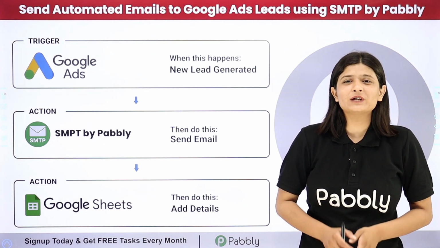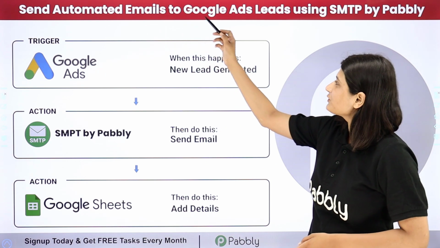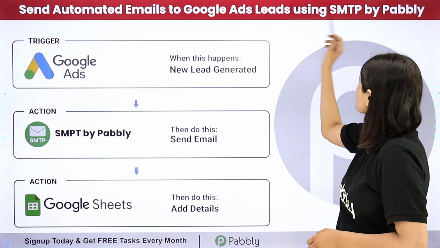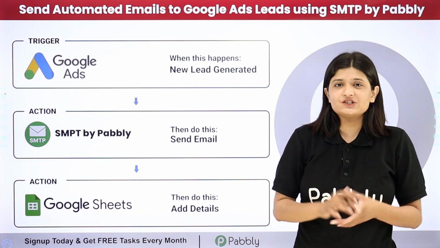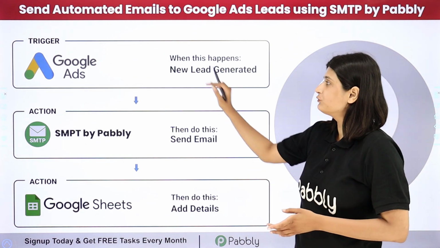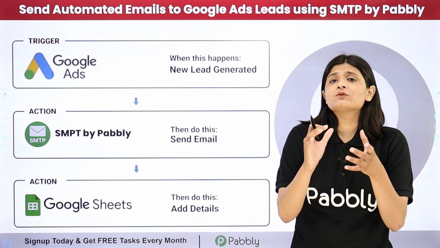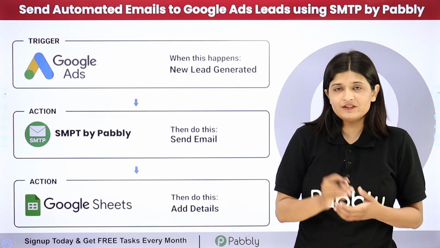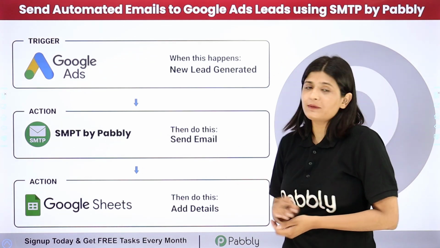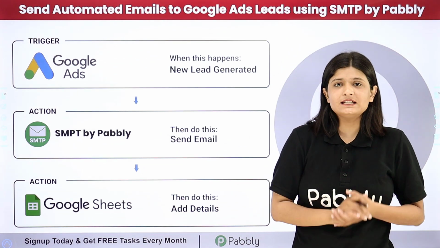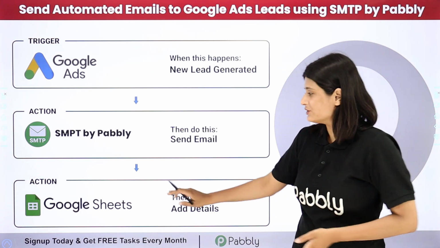In this video, we are going to learn how to send automated emails to Google Ads leads using SMTP by Pabbly. Let's suppose I'm running a real estate agency and promoting it with the help of Google Ads. Now I want to send emails to all these leads whenever I receive a lead from Google Ads, with the help of SMTP by Pabbly, and save all these details automatically in my Google Sheets.